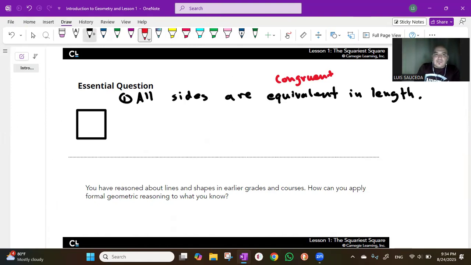So what's another condition? Well, we notice that a square has what? Well, two sets of opposite sides. So there are two sets of opposite sides.